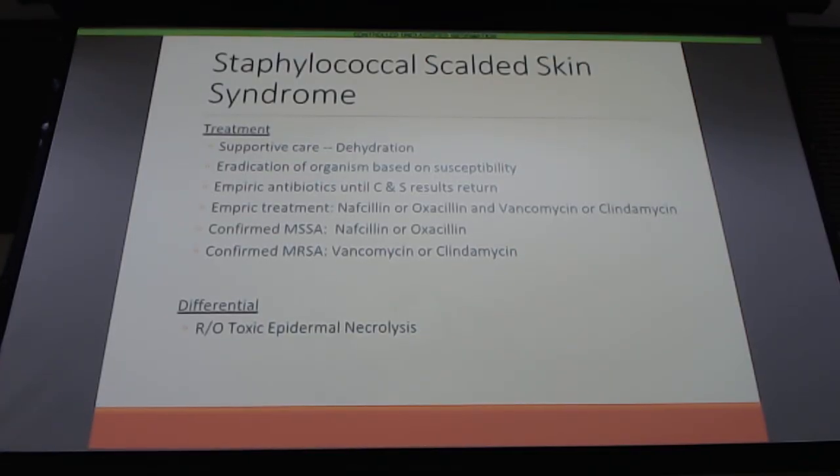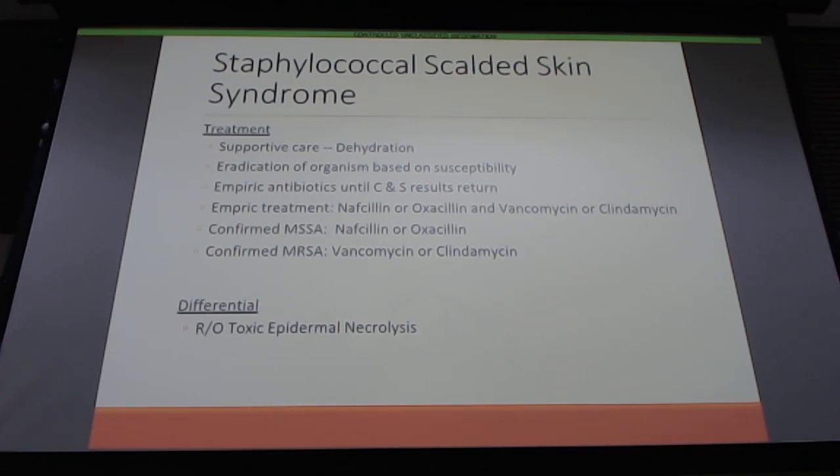So how do we treat it? Supportive care is key, especially because most of these are young children and they don't have the compensatory measures, so you've got to make sure they stay hydrated. Culture and sensitivity is key because that'll direct you, drugs to bugs. Make sure you do your swabs and send them off.